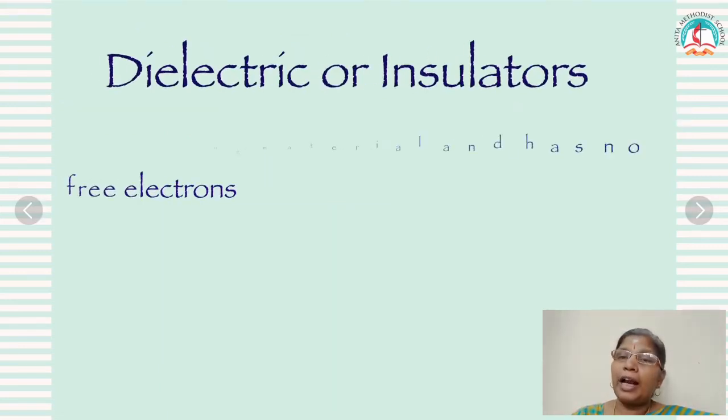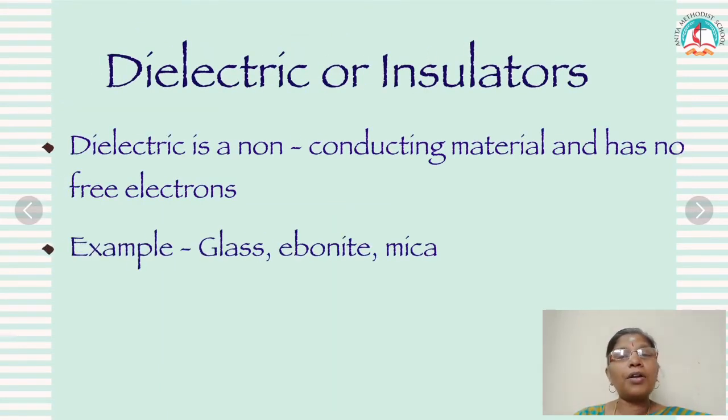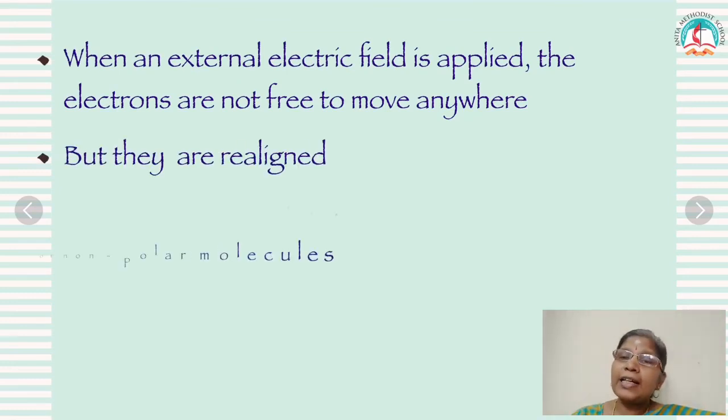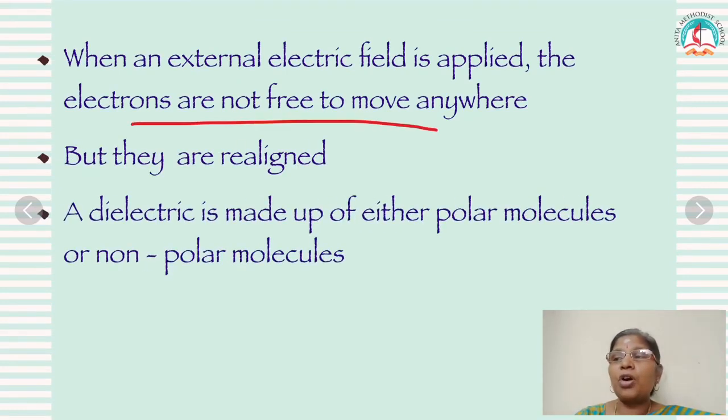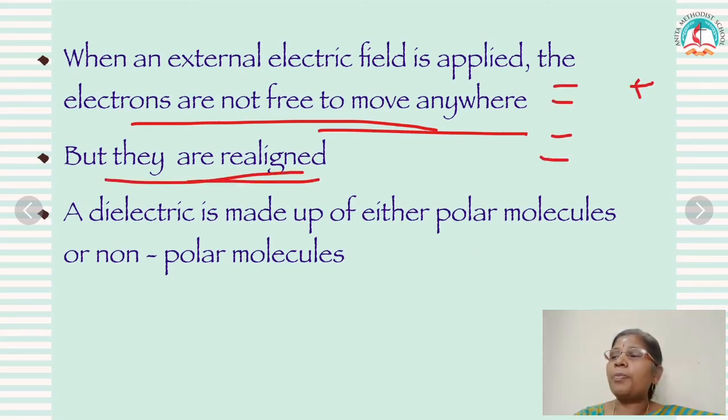Okay. Now, the next heading is dielectric or insulator. What is a dielectric? It is a non-conductor. Non-conductor means no free electrons to carry the current. So, no free electrons. Glass, ebonite, mica are examples of non-conductors or dielectrics. Now, when an external field is applied, the electrons are not free to move anywhere, but they align themselves. All the negative on one side, all the positive on the other side, they align themselves.